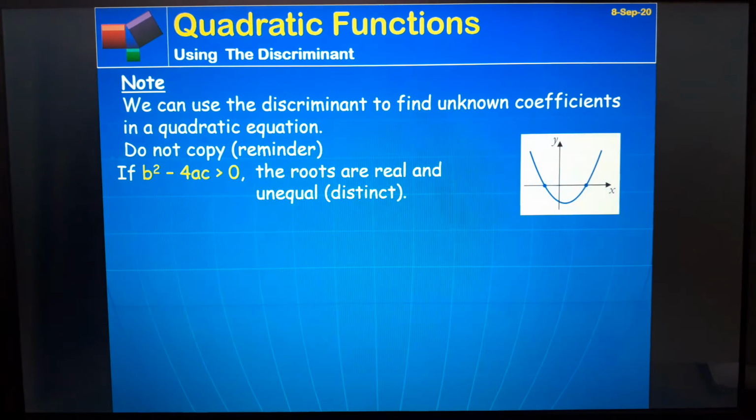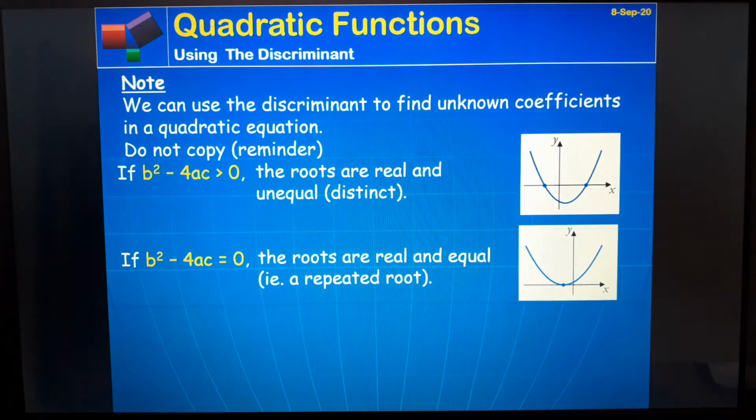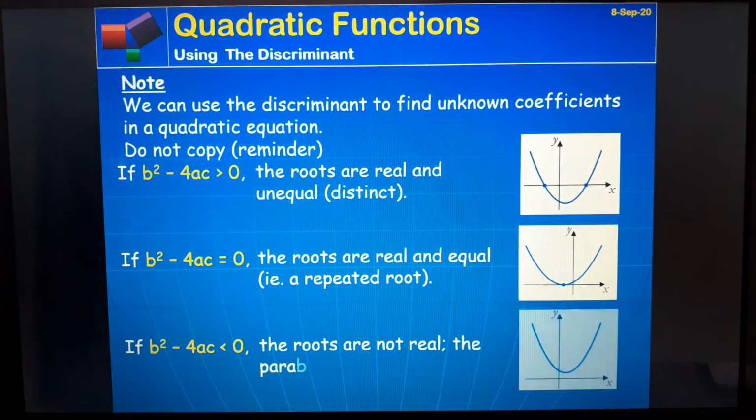If the discriminant, which is b squared minus 4ac, is greater than 0, then we have real and distinct roots, or real and unequal roots. If b squared minus 4ac is equal to 0, then the roots are real and equal. That means that we have one root. If the discriminant is less than 0, then the roots are not real, and that means the parabola does not cross the x-axis.